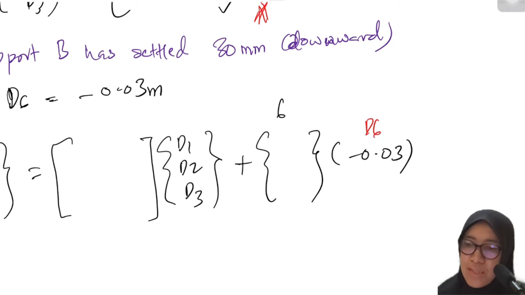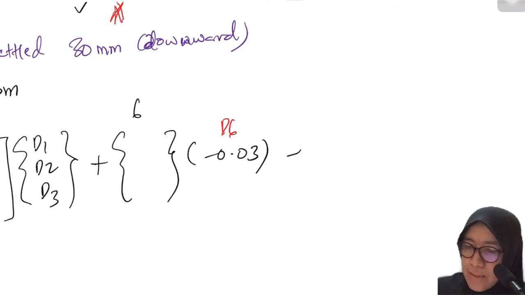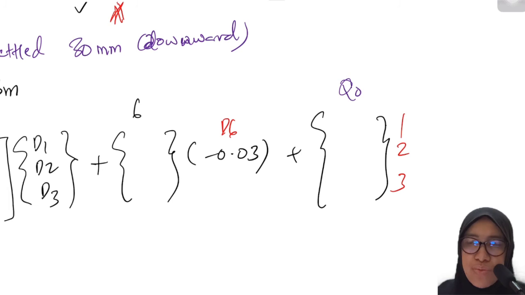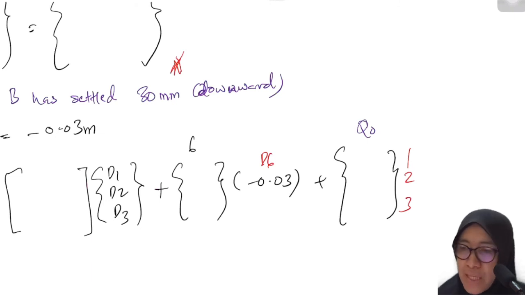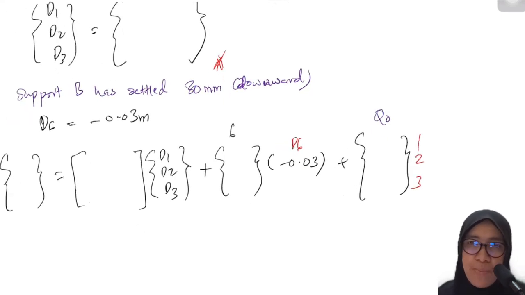Times D6 plus the Q naught. This is Q naught, we have 1, 2, 3. So it is just the same with what we calculated previously without considering settlement. So the difference between the analysis of displacement with and without considering settlement is only at this part.